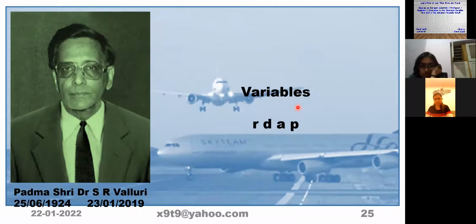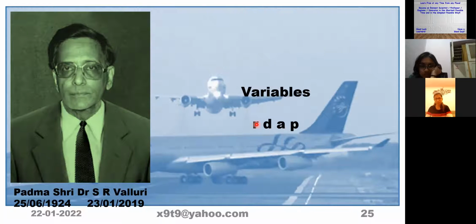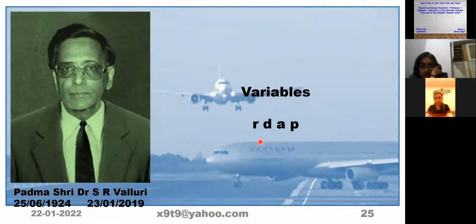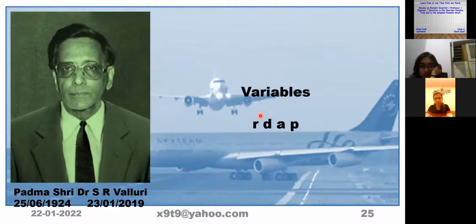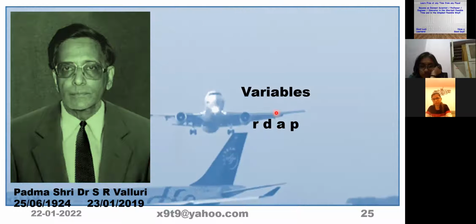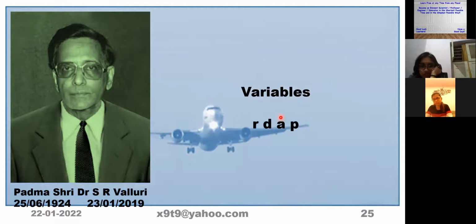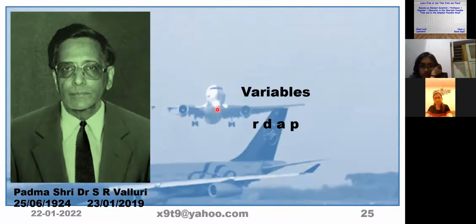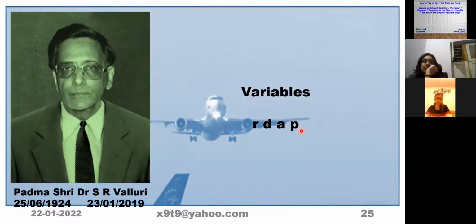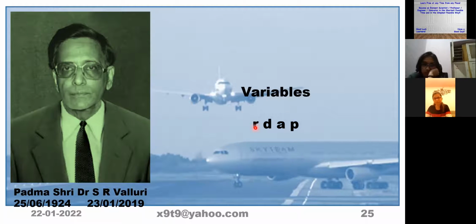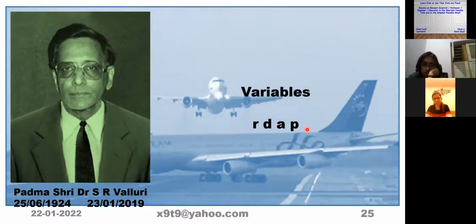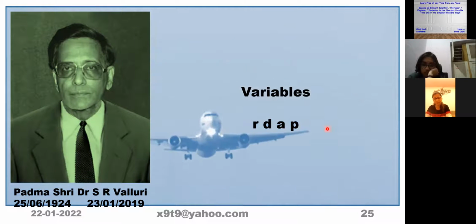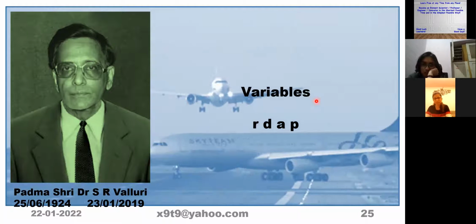The examples we have used for variables are R, D, A, P. Say R is, for example, the radius of a circle, D is the diameter of a circle, A is the area of the circle, P is the perimeter of the circle. Like that. You're able to follow? Yes, sir. When making calculations, when we substitute one value, all the other values depend on whatever we substitute, so they will change.